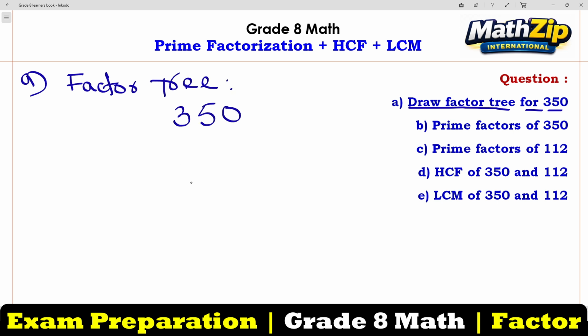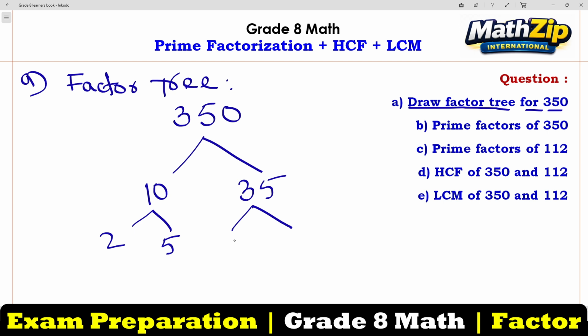350 we can write as 10 times 35. 10 and 35 are both composite numbers. We can write 10 as 2 and 5; 2 times 5 is 10. 2 is a prime number, 5 is a prime number. Now 5 and 7 give 35; 5 times 7 is 35.